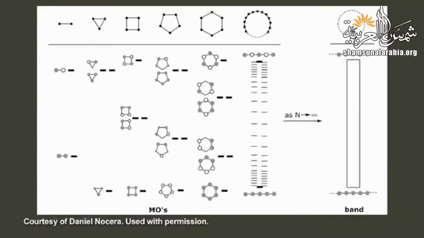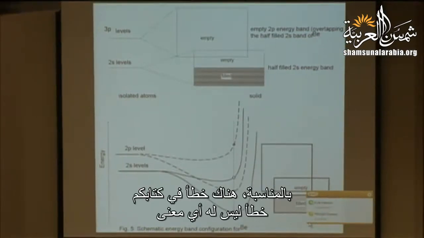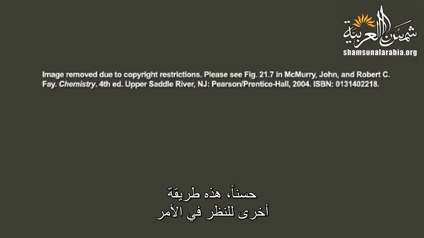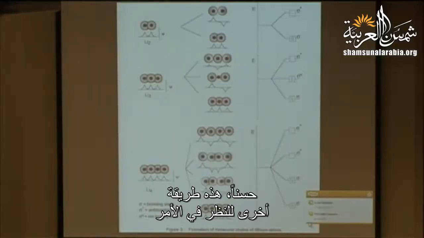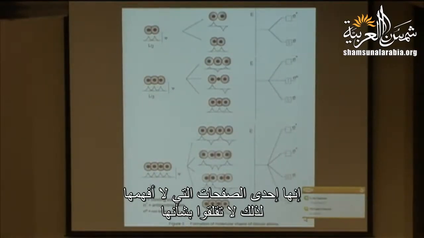So you can see what's going on here. We've drawn that. And this is another way to look at it. By the way, there's a mistake in your book. That doesn't make any sense: 2s, 3p. It's 2p in the description for beryllium. This is in the archival notes. It's one of the few pieces of the archival notes which I don't understand. So don't worry about that.